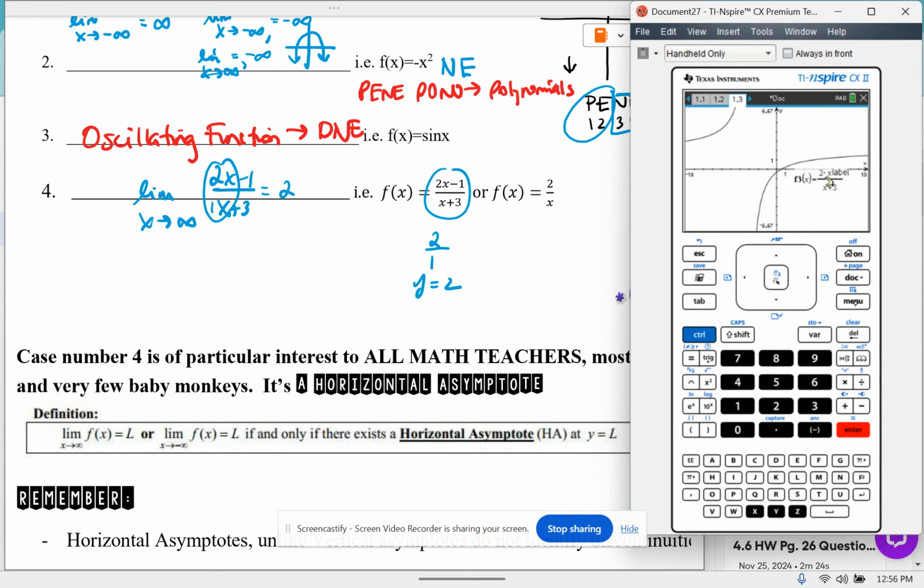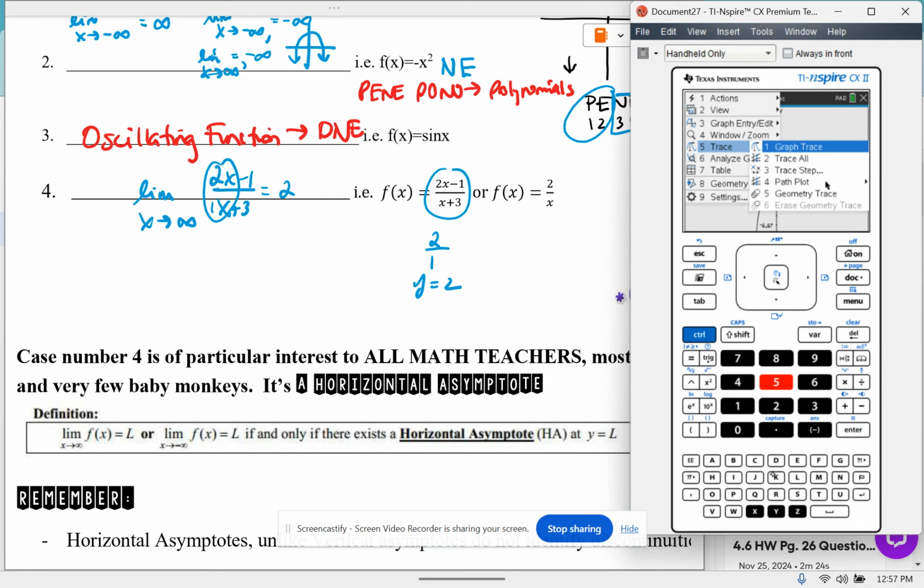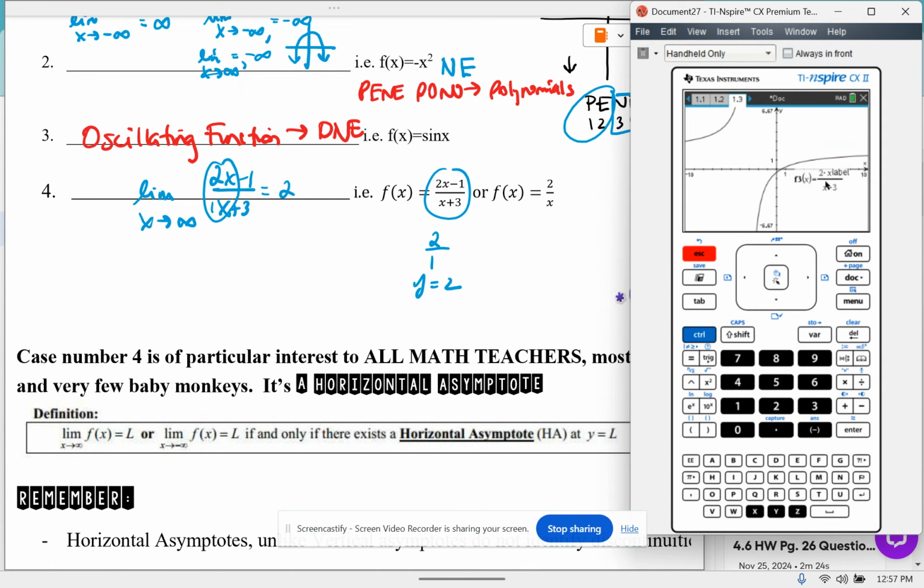You can either use graph trace. Do you guys remember how to use graph trace, where you trace along the graph? Okay, so if you don't remember how to use graph trace, get the graph on here, and then we're going to go over how to do it again. This could be useful for answering some of the thinking questions on tests.